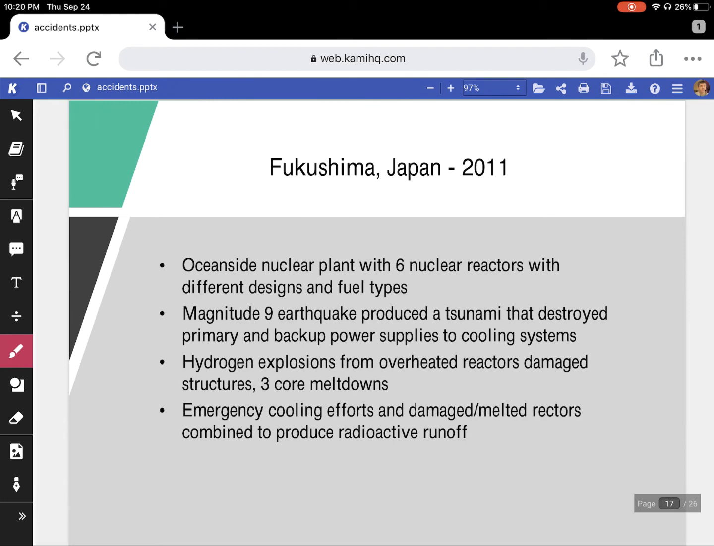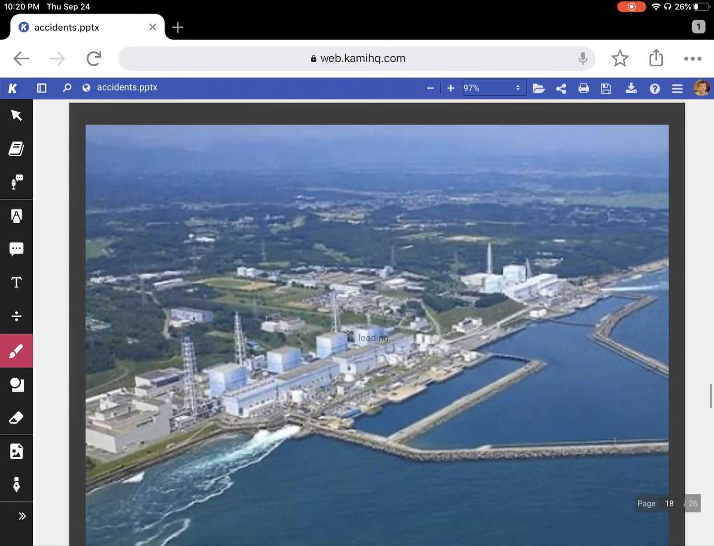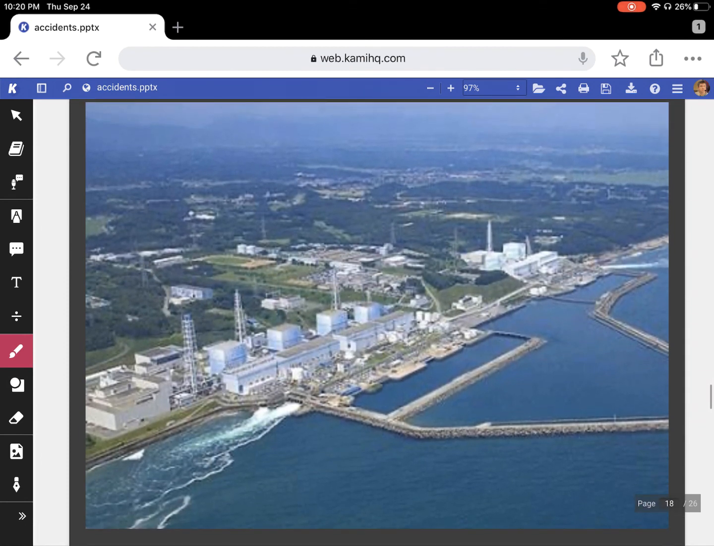And so, all sorts of problems. So here's a picture of the power plant before the tsunami, and I believe these are, if I have my numbering right, 1, 2, 3, 4, 5, 6. Reactors 5 and 6 were not in operation. 1, 2, 3, and 4 were in various stages of operation or refueling.